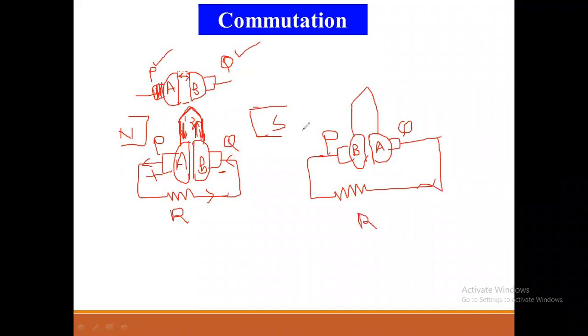The load resistance R is connected. See, here the poles of the machine: this is the N pole and this is the S pole. Now when the armature of the machine rotates, what will happen? When the armature rotates, the armature conductors along with it will also be rotating. If the armature conductors are rotating, that means the commutator segments are also rotating, right?